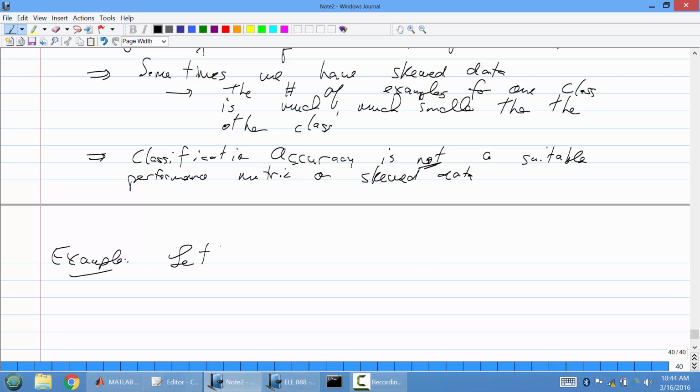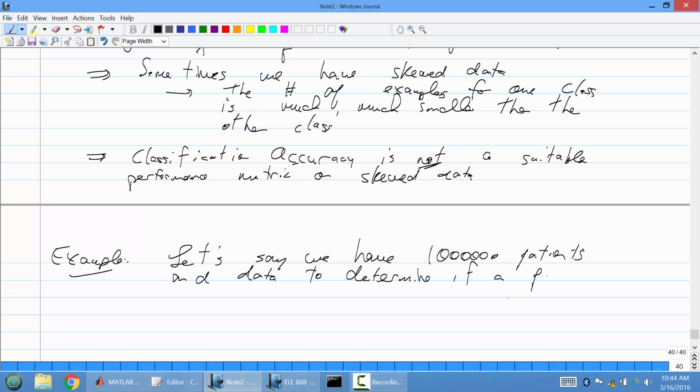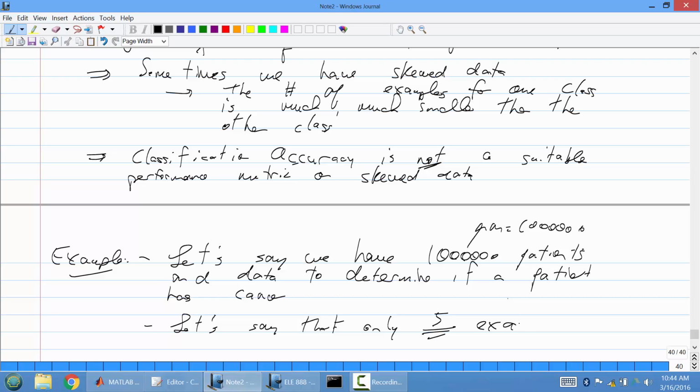So let's say we have 1 million patients and data to determine if a patient has cancer. So in this case, our training set is 1 million. Okay? And then let's say for the moment that only 5 examples are positive.